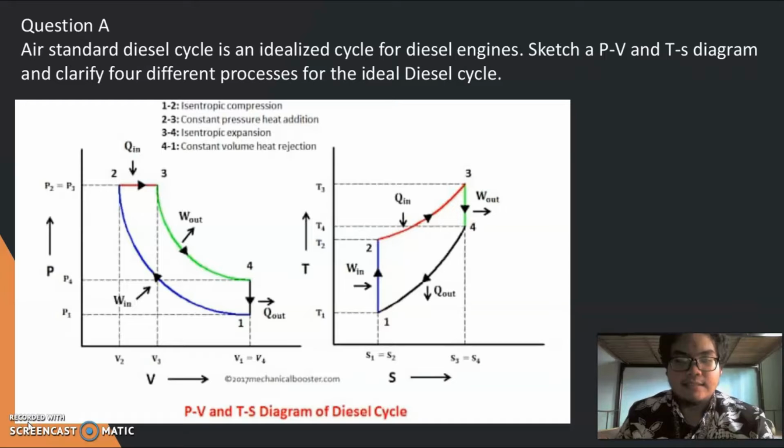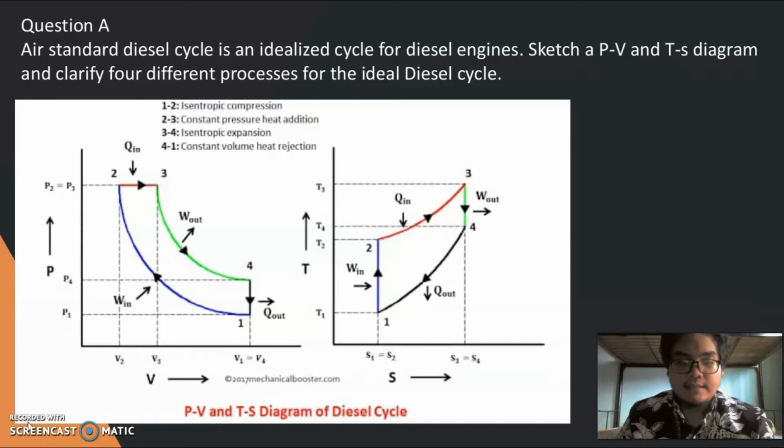The second process is constant pressure heat addition. In this process, the hot body is kept in contact with the cylinder and heat addition to the air takes place at constant pressure. During this process, the piston rests for a moment at TDC. The pressure remains constant, P2 equal to P3. Volume increases from V2 to V3. Temperature increases from T2 to T3. Entropy increases from S2 to S3.